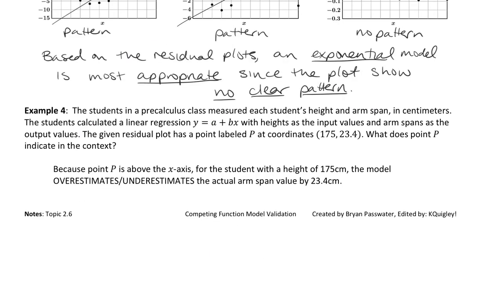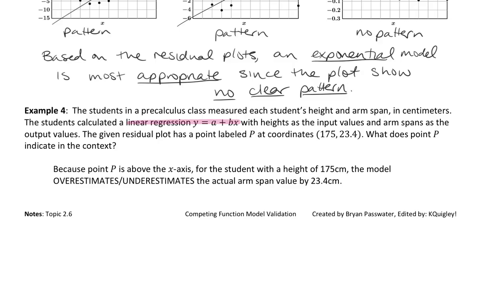Example 4 says, students in a pre-cal class measured each student's height and arm span in centimeters and calculated a linear regression. Ooh, what kind of regression? Linear. Hey, random question. Would that be option 4 or option 8 in the calculator? It's both, actually. Well, linear is both, but based on the way that it's written, a plus bx, is that 4 or 8? 8, good. Okay, with the heights as the input values and arm spans as the output values. The given residual plot has point P at the coordinates 175, 23.4.